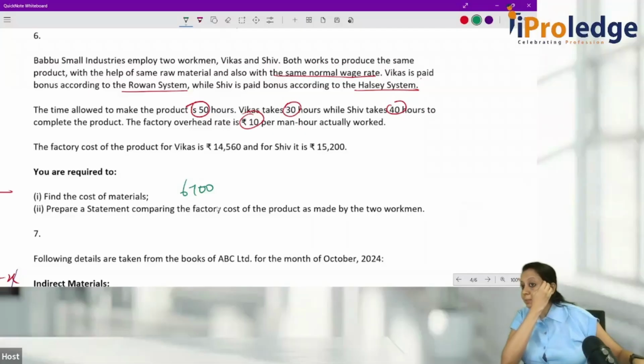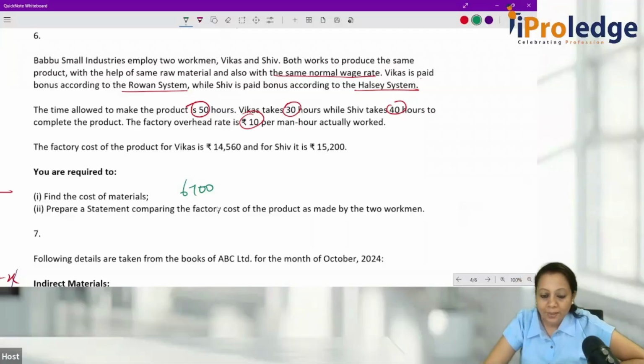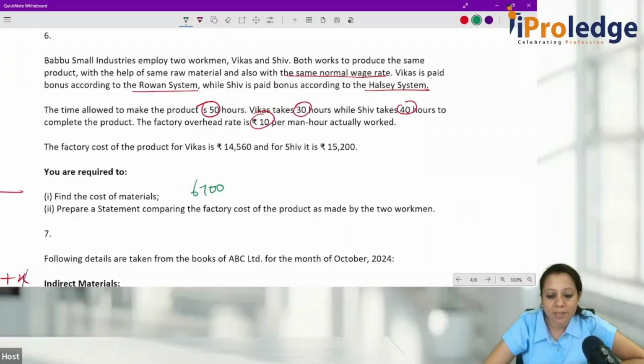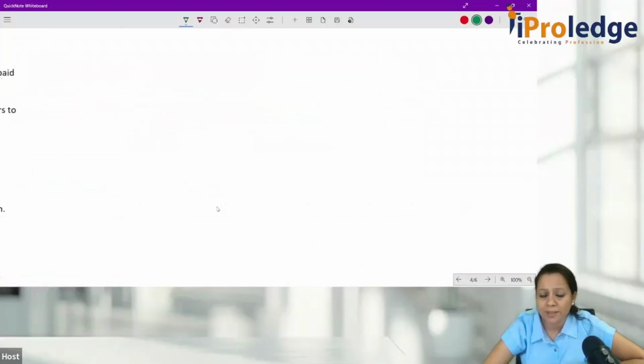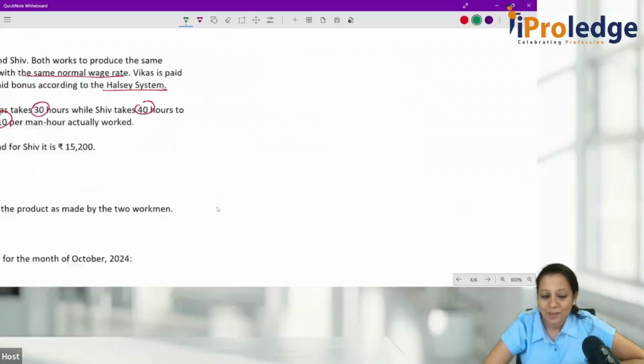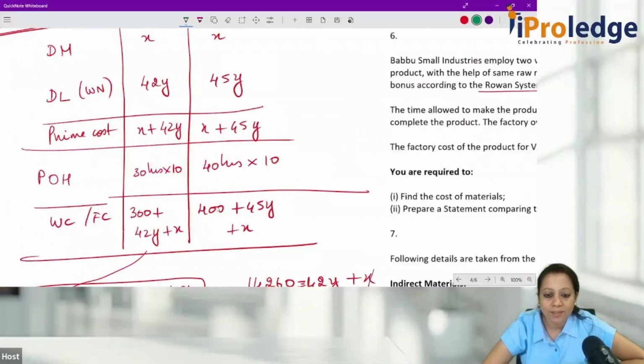Yes, dears. Can we proceed now? Yeah. So the second one is preparing a statement of factory cost. That's quite simple. Shall we do it? Yes. So I will do it here itself.